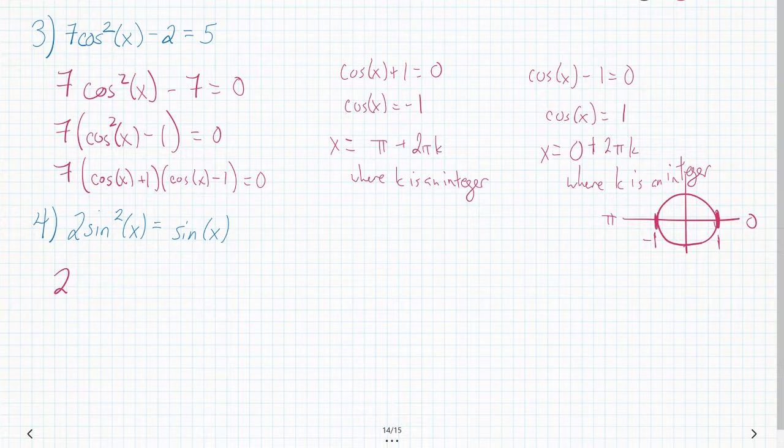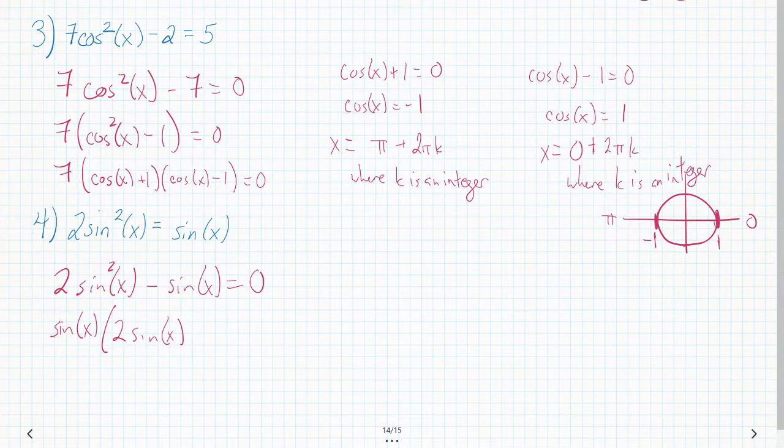So moving forward, we can do a couple more. You have 2 sine squared of x minus sine of x. Most times people try and divide by sine, you'll lose a solution that way. Factor it like a quadratic, same song and dance. So this thing becomes, well, let's factor out the sine of x from both parts. And notice you'll get sine of x times 2 sine of x minus 1 equals 0.